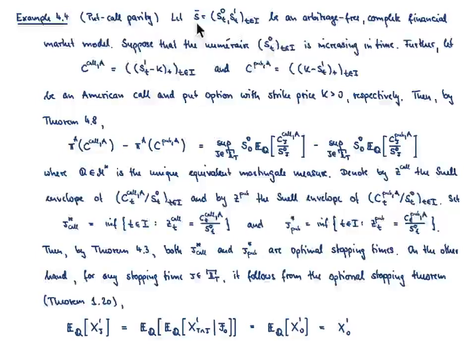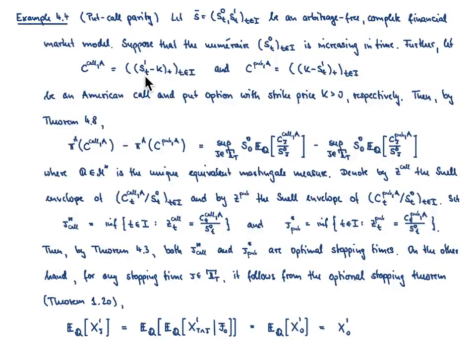So I give myself here a simpler financial market model, namely one which only consists of the price process of our risk-free security and the price process of our risky security. And I would like to assume, in addition to the arbitrage-freeness of it, that it is also complete. And moreover, I would like to impose on the numeraire the additional condition that it is an increasing process in time. And then I would like to consider an American call option.